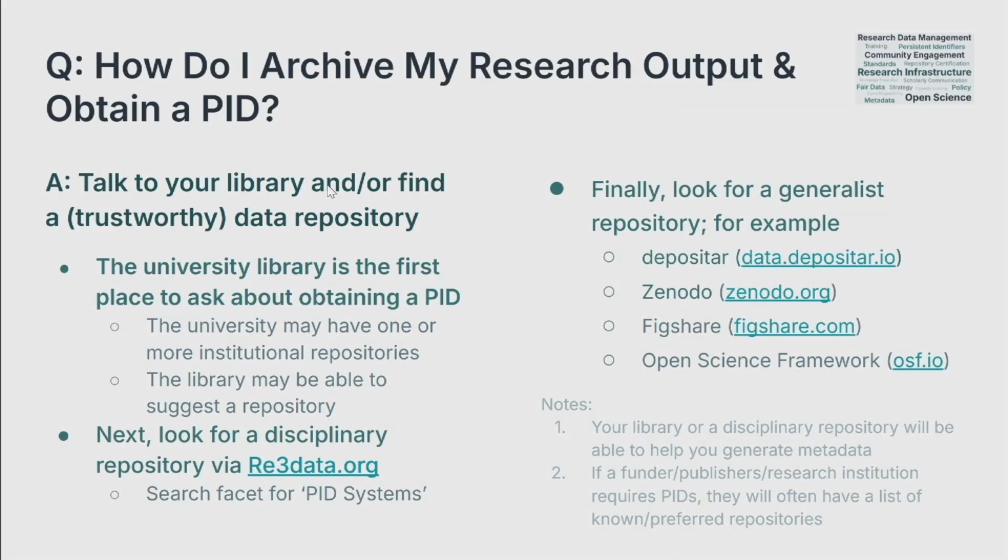Re3Data is the registry of research repositories, which also helps power DataCite Commons, and you can look things up there. Finally, if all else fails, you can also look at generalist repositories. A very good example is the one sponsoring this particular workshop, Depositar. So you can go to Depositar and put your research in it and get a PID.